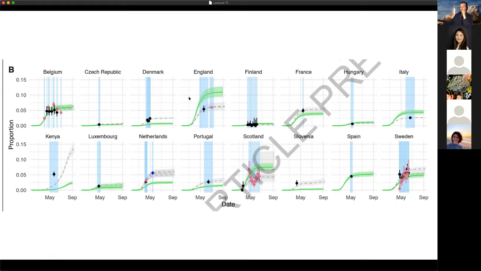And you can see the countries had very, very different trajectories, even though a lot of them are European countries. There are a couple of notable exceptions, for example, Kenya. But you see that in some countries you had a pretty quick ramp up, followed by a flattening curve, but at very different levels. So in Belgium, it seems to sit just above 5%, whereas in England, it's between 10 and 15%. In Sweden, you have 5%. In Spain, you have 5%.